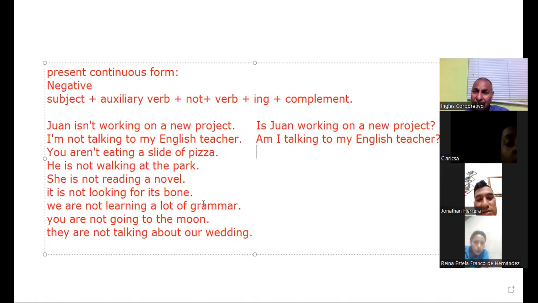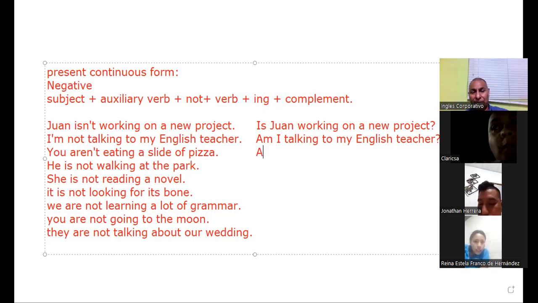Esa sería una excepción, teacher, de las otras. Sí, porque es como la sección de aquí que no podemos, la not, no la podemos contactar con el auxiliar. Aquí no podemos contactar am con el not. Entonces, es una excepción a la regla. Bueno. Ok.